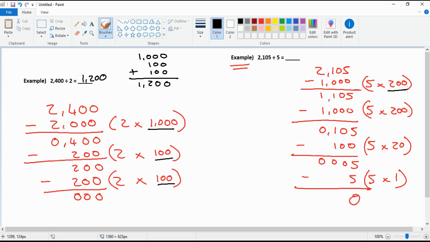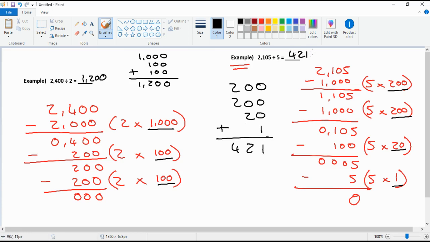Now I need to add up these, the 200, the 200, the 20, and the 1. Take them out, line them up. Make sure you do your addition correctly. If you can't do your mental maths, 421 is my quotient.